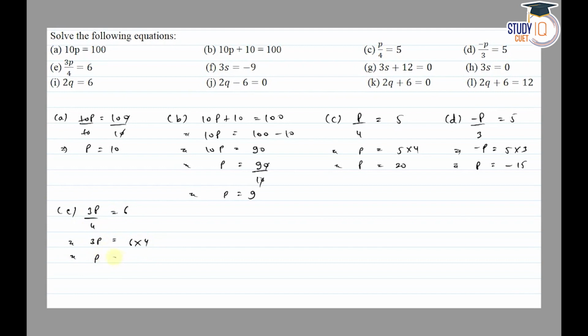Then 3 को भी इधर shift कर देंगे, so ये multiply है, so next side shift करेंगे हम, तो ये divide में चल जाएगा. So 6 into 4 by 3. 3 से 6 cancel out हो जाएगा 2 time. So p is equal to 8.